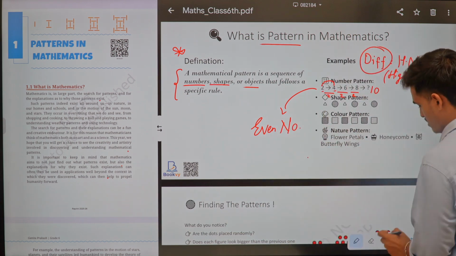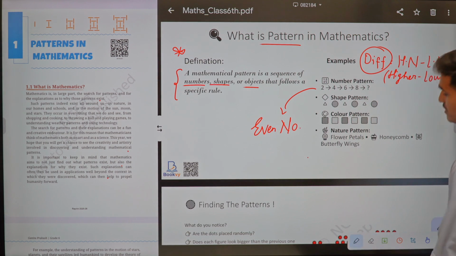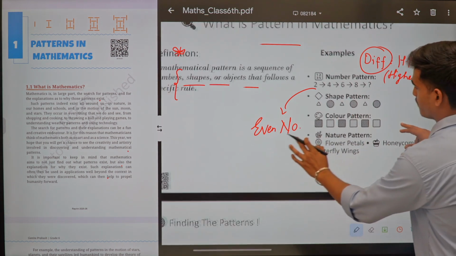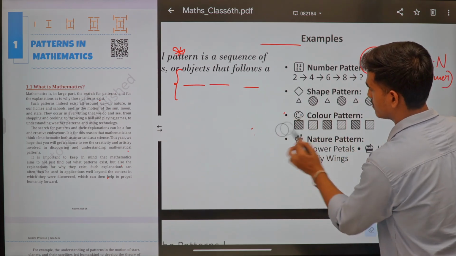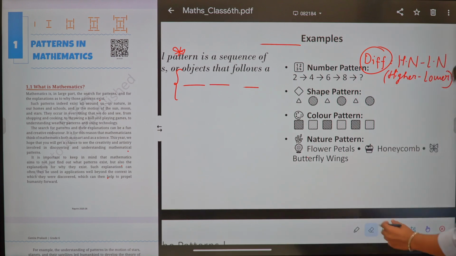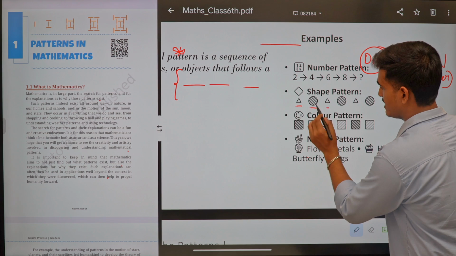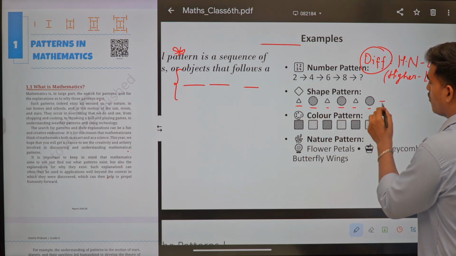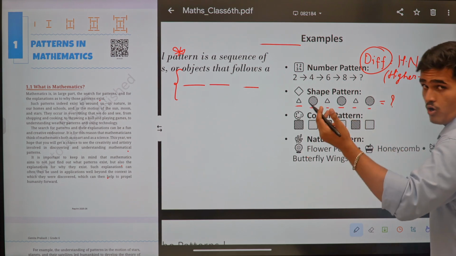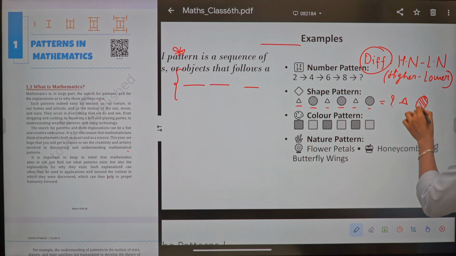Now secondly, in the second example, you have seen a shape pattern. What is the shape according to you? If you see here, what is this shape? There is a triangle and there is a ball. Again there is a triangle, a ball, a triangle, a ball. So what will be the next pattern? Obviously again a triangle and again a ball.